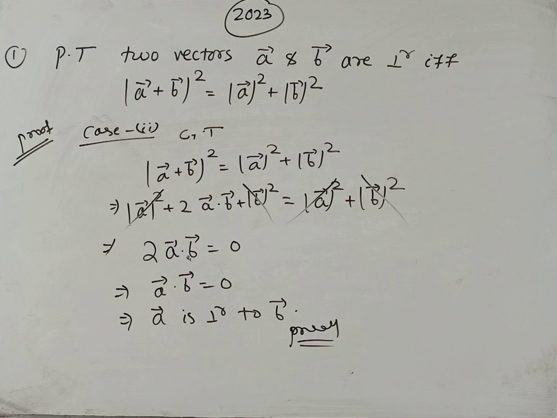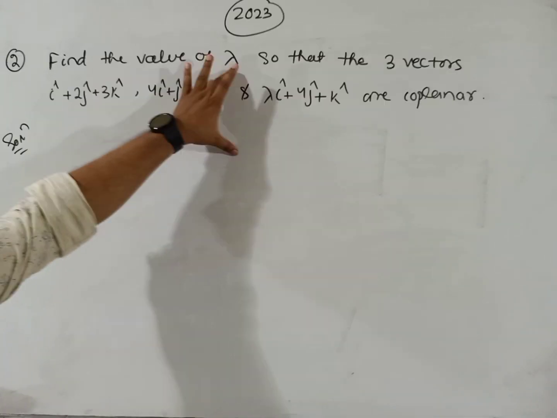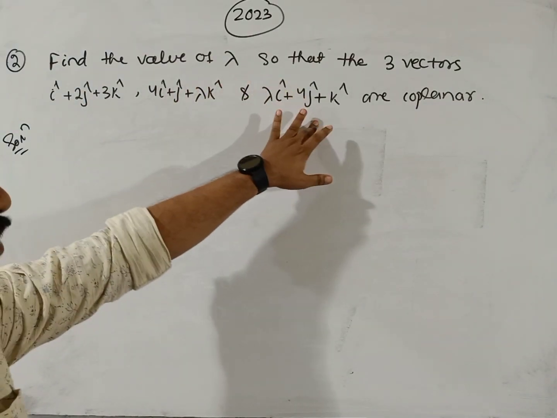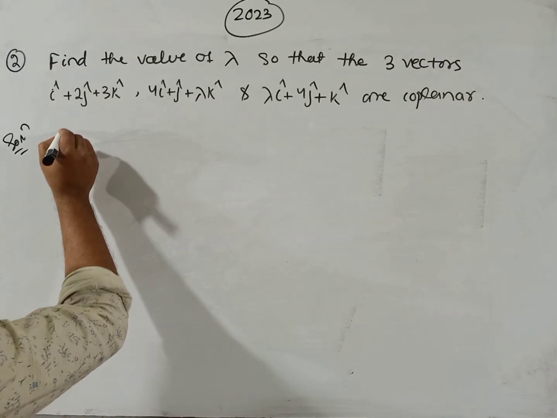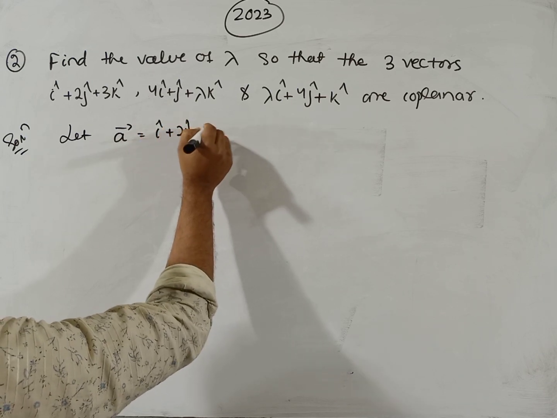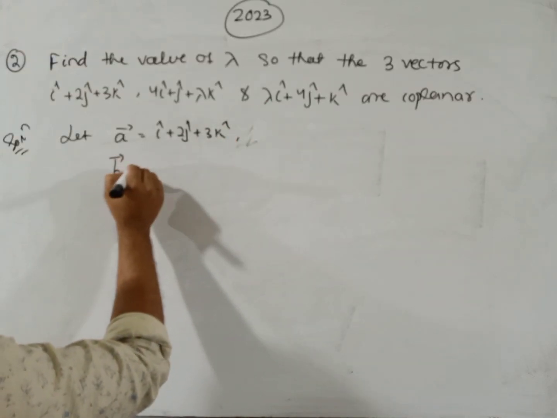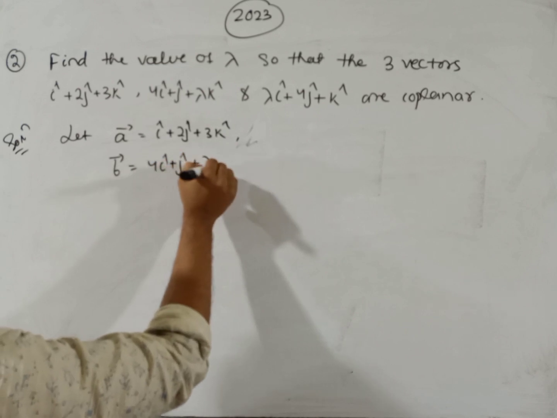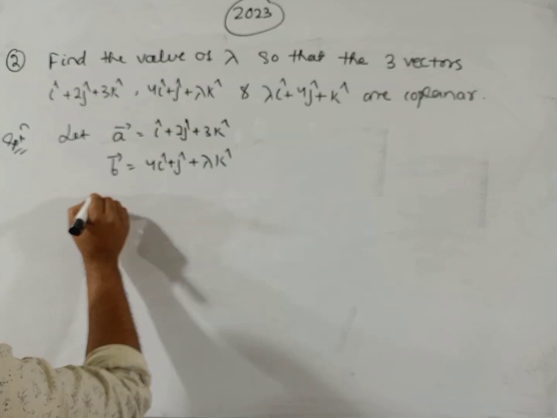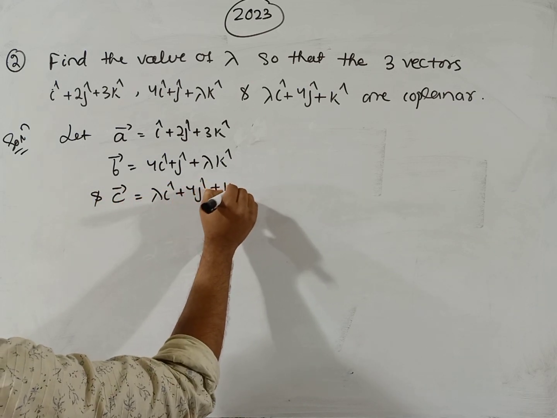Then next, let us move to the question number 2 of the year 2023. Here it is the question number 2. Find the value of lambda so that the three vectors are coplanar. Let A vector is equal to i cap plus 2j cap plus 3k cap. B vector is equal to 4i cap plus j cap plus lambda k cap. And C vector is equal to lambda i cap plus 4j cap plus k cap.